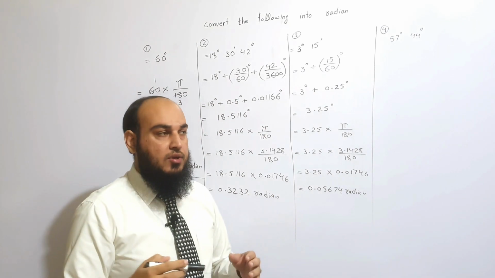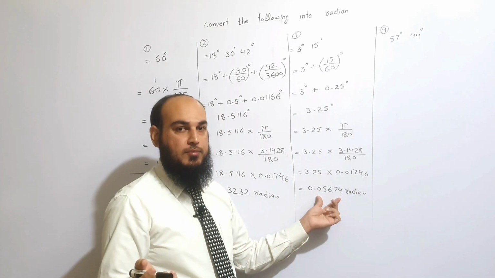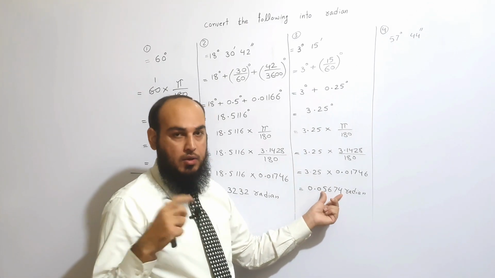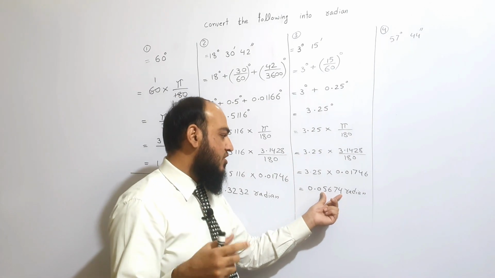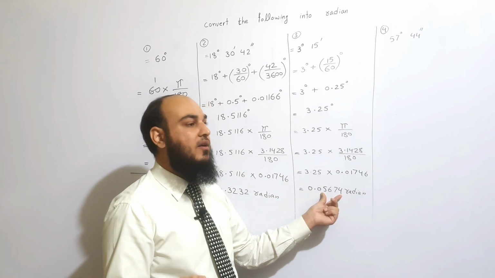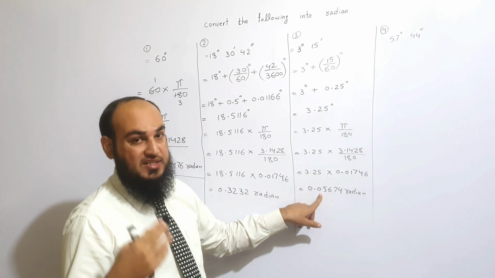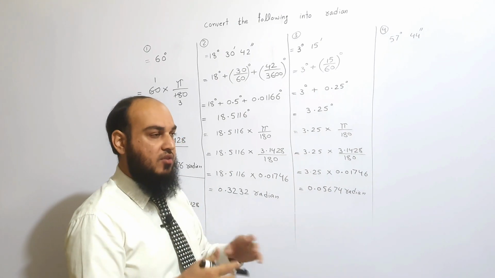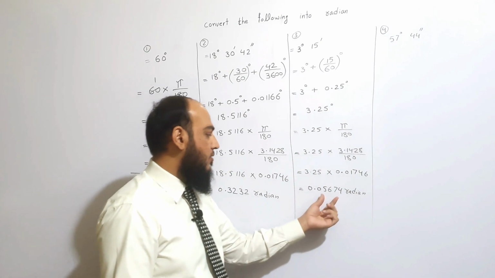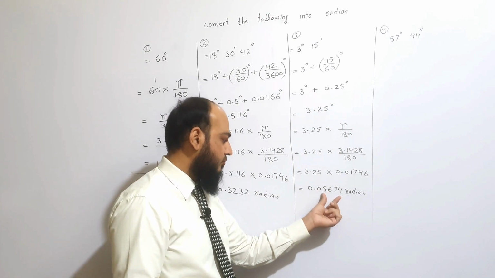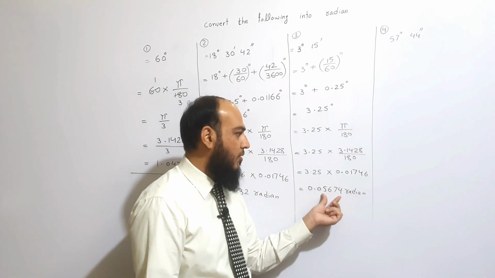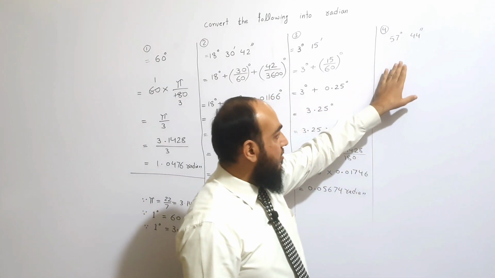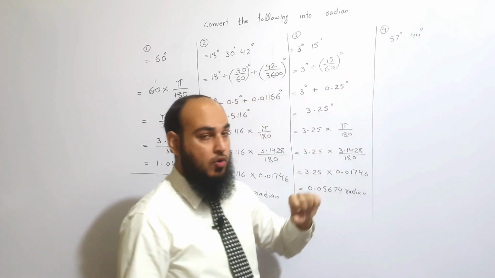Okay, this answer is in the form of decimal. After the decimal point, it's up to you. It depends on you how much digits you want to write. You can write 1 digit, 2 digits, 3 digits, 4 digits, it's no problem. I wrote here 5 digits after the decimal point. Okay, no problem.